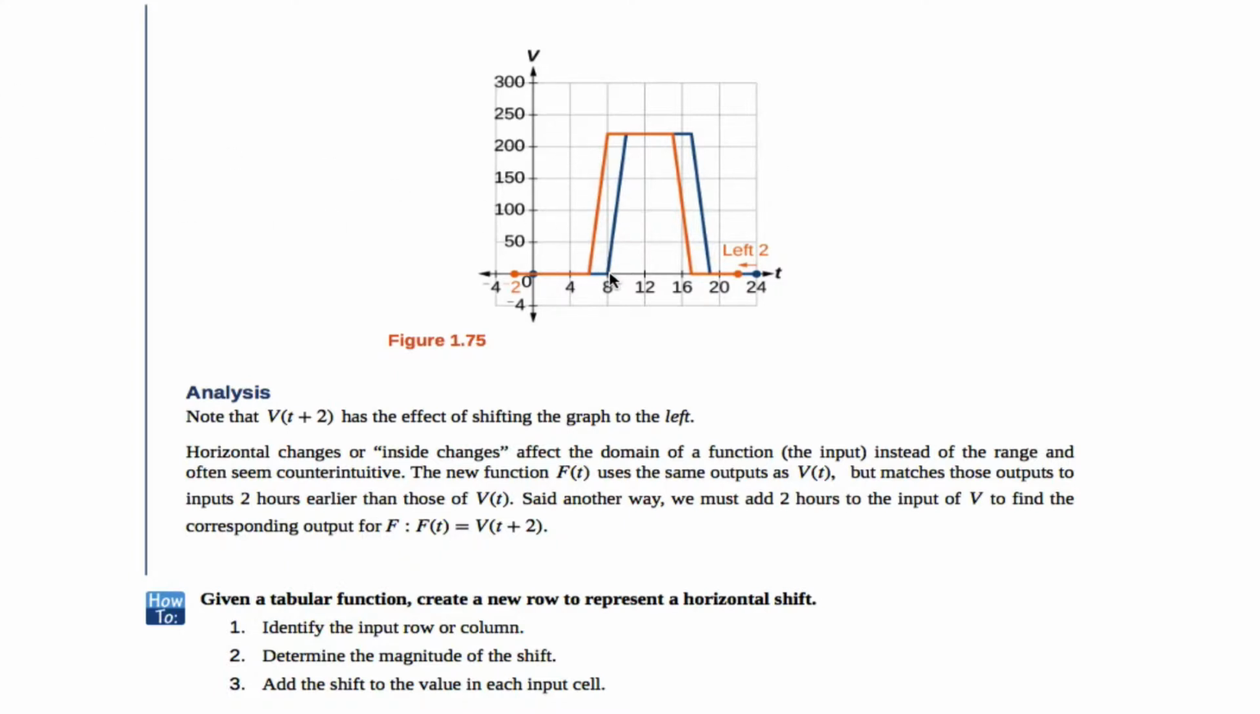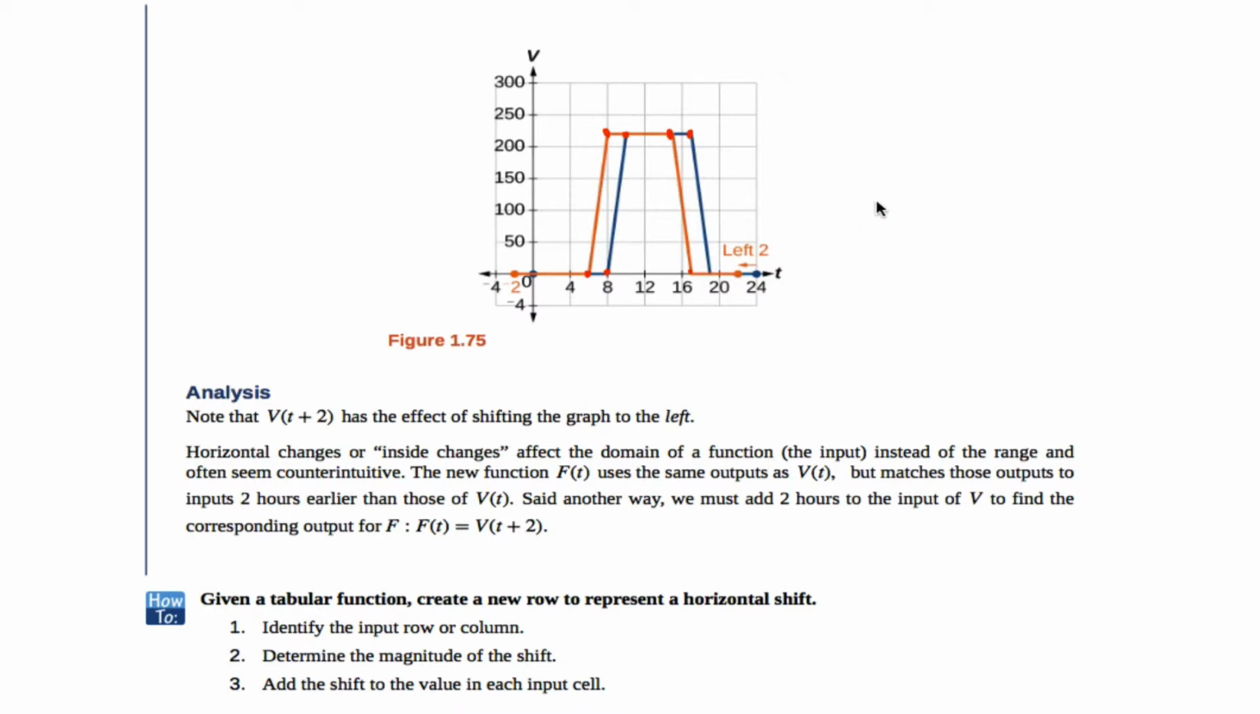So this point that was here at 8 had an x-coordinate of 8. I now want it to have an x-coordinate of 6. This point had an x-coordinate of 10. I would now want it to have an x-coordinate of 8. This one had an x-coordinate of, what is that? It looks like about 17. So I subtract 2. Now it has an x-coordinate of 15. And so on. You do that with every single point on the graph.